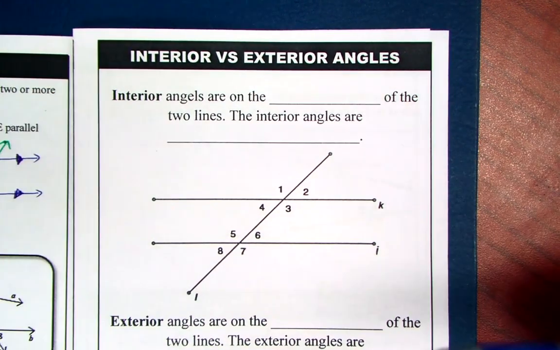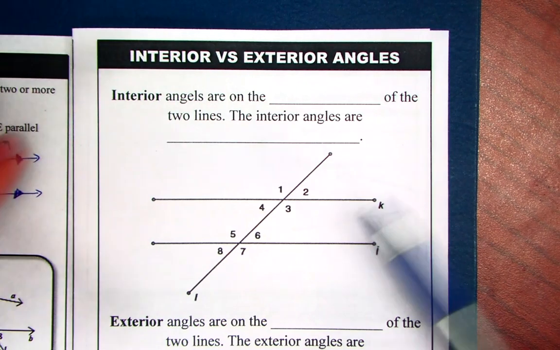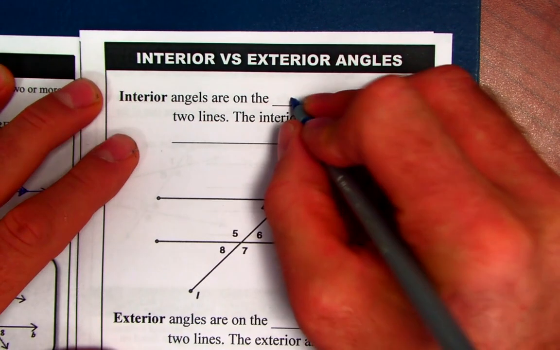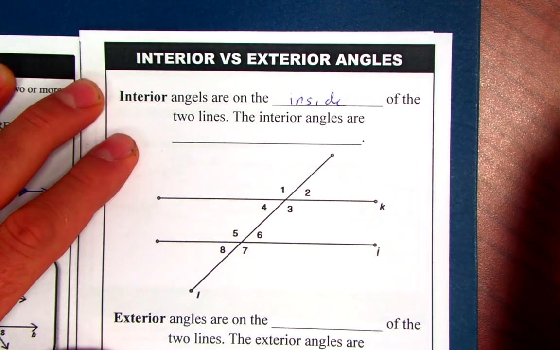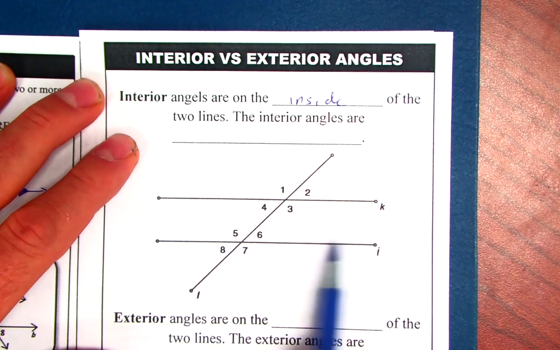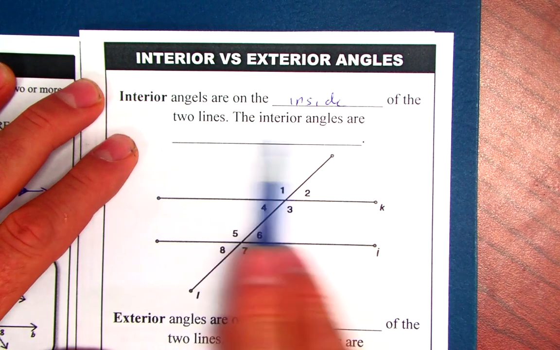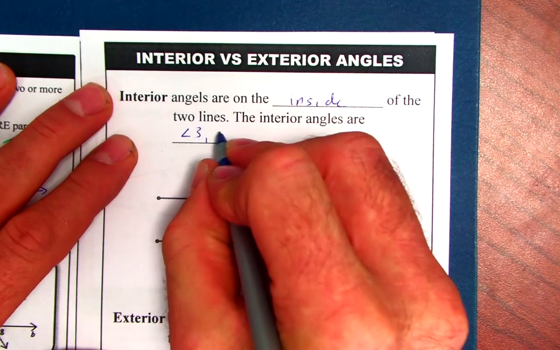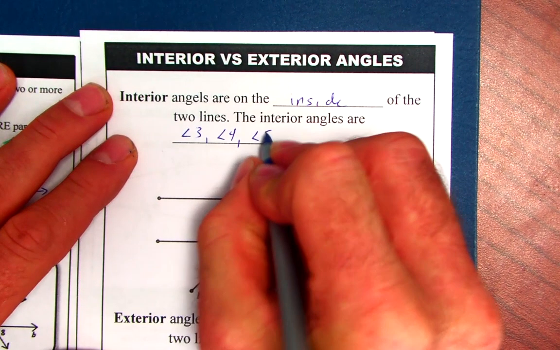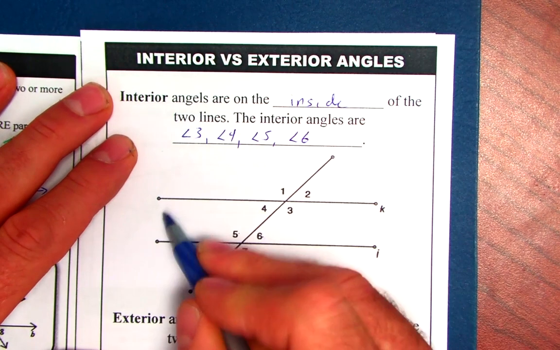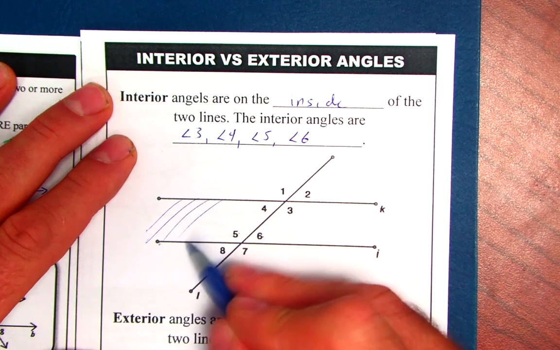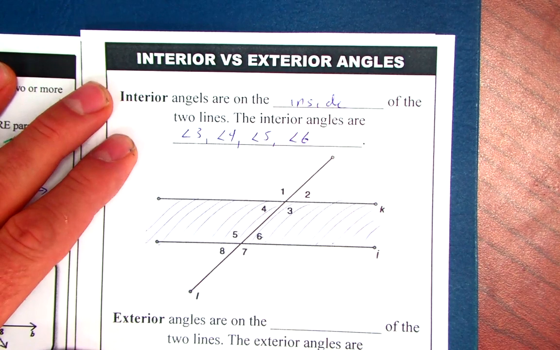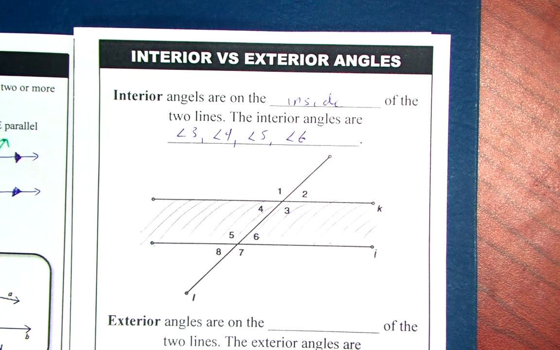All right, so we got some other terminology here, interior and exterior angles in reference to the transversal and the two lines. So interior angles are on the inside of the two lines. In this case, our two lines are K and L, so the interior angles are 3, 4, 5, and 6. Angle 3, angle 4, angle 5, and angle 6. Okay, so those are the interior angles, the angles between the two lines.